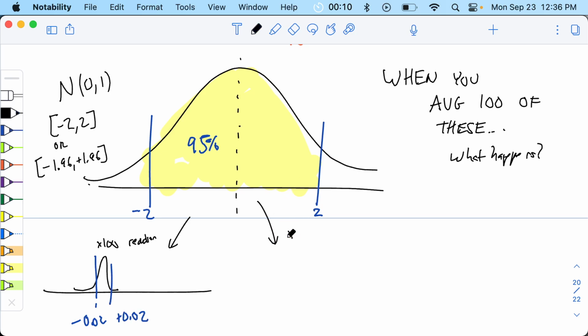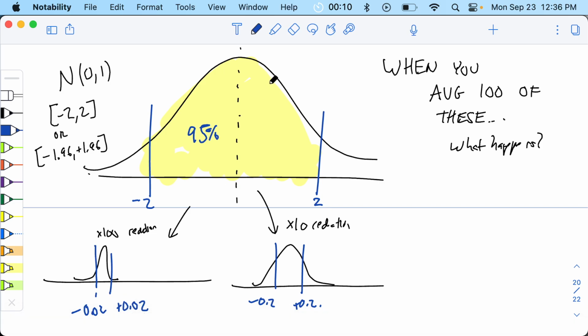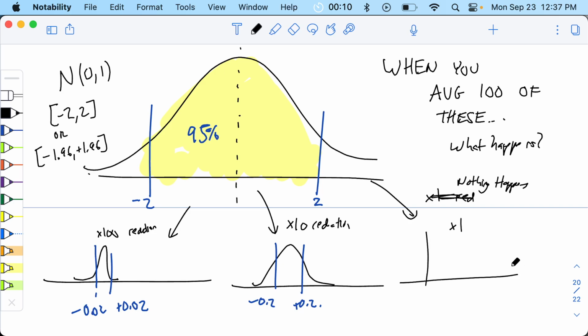Another thing that some people said is a times 10 reduction, and a times 10 reduction would be minus 0.2 to plus 0.2. Oh, I guess some people said nothing happens. You average them, you still get this. So a times 1 reduction. Times 1. So this is like nothing happens. Then it's exactly the same as it was before. So minus 2 to 2. Those are the 3 options: nothing happens, times 10, or times 100.